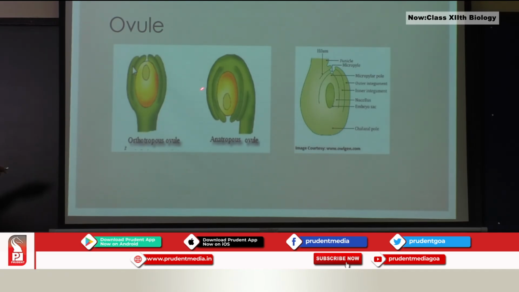Invert the body, okay, by 180 degrees. So if you invert the body of the ovule by 180 degrees, what will happen? The body will bend 180 degrees, and as a result, the straight ovule or the orthotropous ovule becomes what ovule? Anatropous or inverted ovule. So if you invert the body of the ovule by 180 degrees, you get another ovule, which we call it as the anatropous ovule.